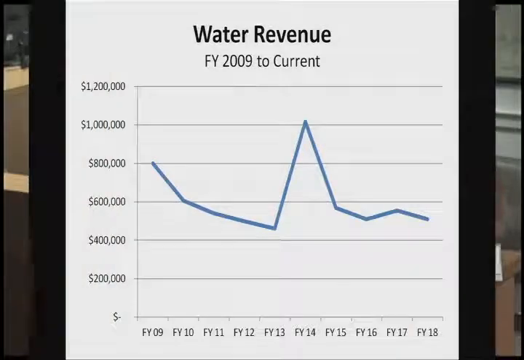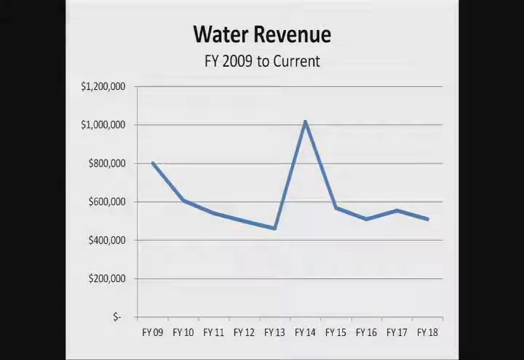Fund 4, the water fund. The detail of it starts on page 24 of your notebook. And first, we'll look at the revenues on that page. Last year, the budgeted amount was $555,510. This year, we're budgeting a lower amount of $510,000.